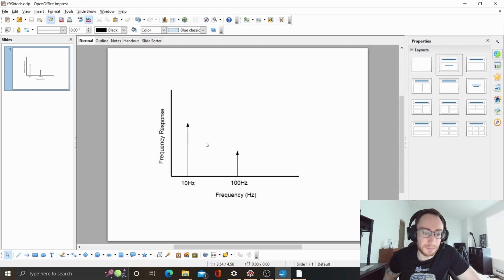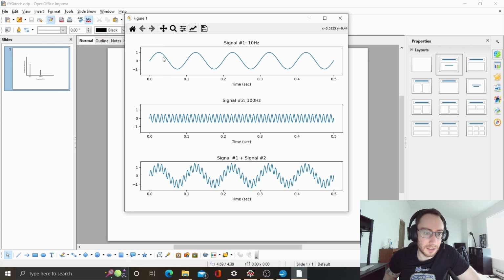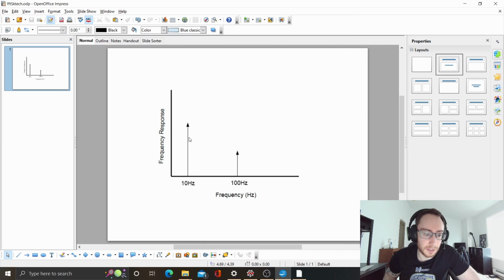If they paid close attention to the amplitude of the signals, they might notice that the 10 hertz signal actually has a bigger amplitude than the 100 hertz signal, and so they might draw these two spikes at different heights. But that's a small detail that, if they didn't pick up on it, I wouldn't hold against them.